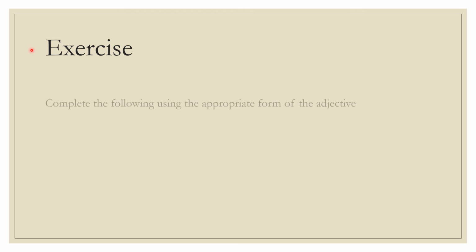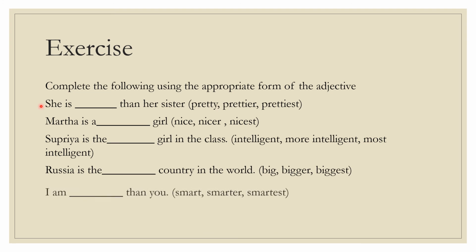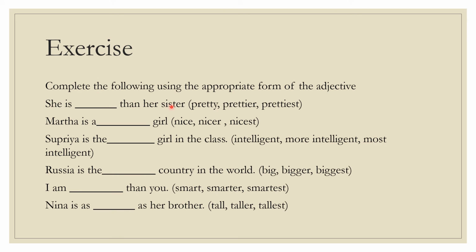Let's do an exercise. Complete the following using the appropriate form of the adjective. The first sentence: she is dash than her sister. The alternatives: pretty, prettier, prettiest. So the correct answer is prettier. She is prettier than her sister. Prettier is in the comparative degree. You see the Y changes to I and you add ER to form the comparative. Again, Y changes to I and EST to make the superlative. But here the correct form of adjective is prettier. She is prettier than her sister. So prettier is in the comparative degree, followed by than.